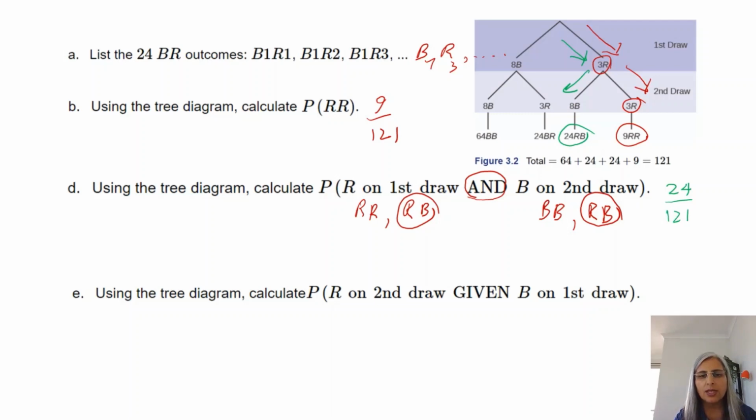In part A, we use the tree diagram to calculate the probability that R appears on the second row, given that B has already appeared in the first row. So we have to consider B in the first row first. Now, if B is chosen in the first row, then there are two possibilities. Either it is 64 for BB or it is 24 for BR. If we add them, 64 plus 24, that would be 80. And out of that, we are interested when R appears on the second row. We are interested here, which gives us the probability 24. So it is 24 by 80, which can be simplified by dividing by the highest common factor, which is 8. So 3 out of 10. Does that make sense? I hope it does.